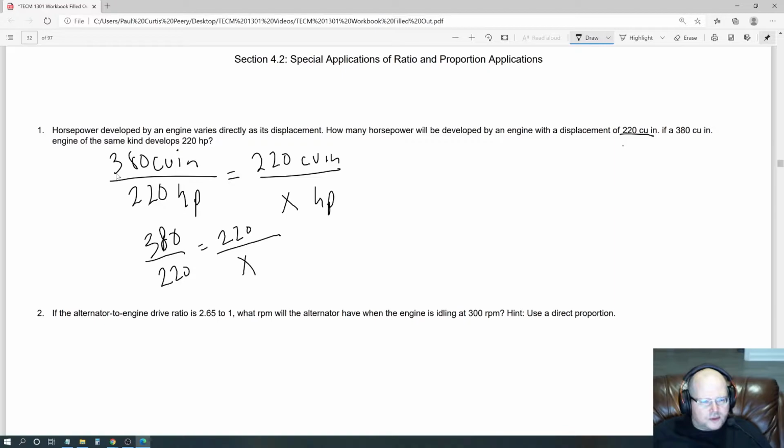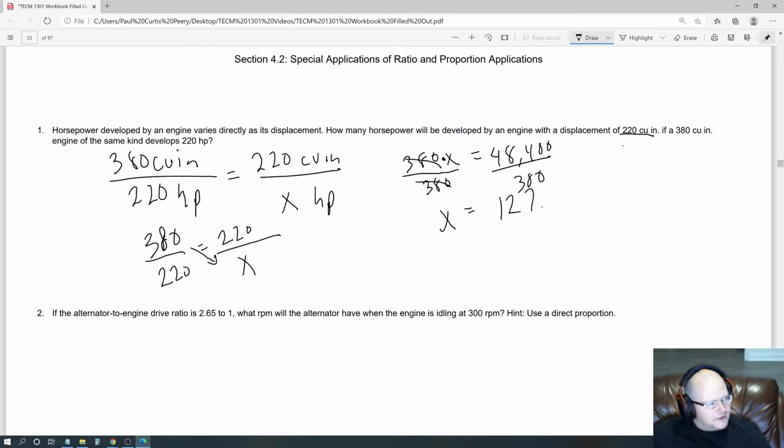All right, so we're going to cross multiply and then divide. So what we end up with is 380 times x, which will give me 380x. And then we end up with 220 times 220, which is 48,400. And then we undo the multiplication of 380 by x by dividing by 380. And whatever we do to one side, we do to the other. These cancel out, leaving you with x is 127.35842.